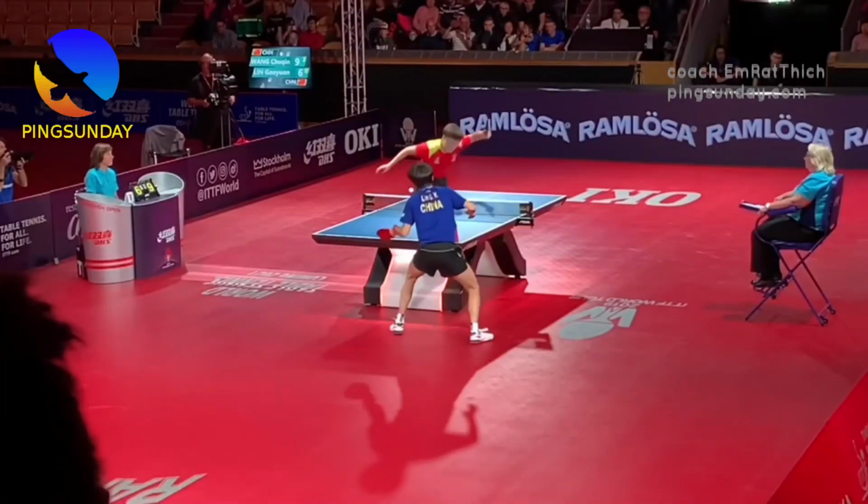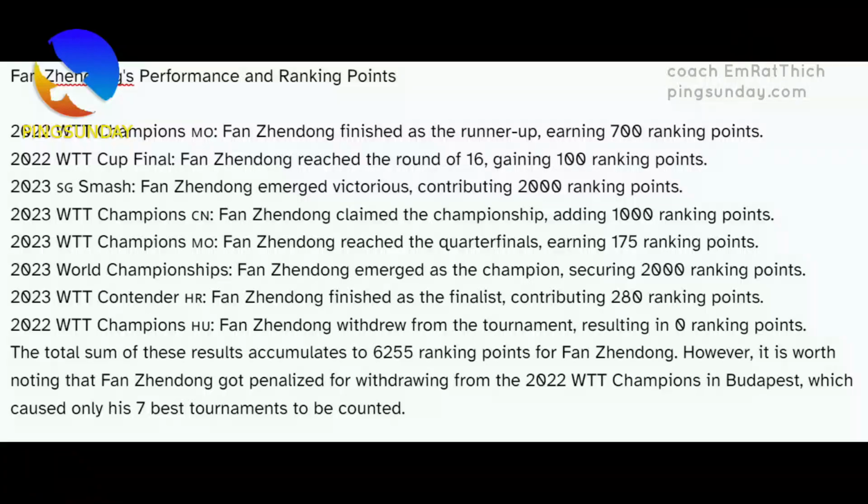Fan Zhendong's performance and ranking points. 2022 WTT Champions: Fan Zhendong finished as the runner-up, earning 700 ranking points. 2022 WTT Cup Final: Fan Zhendong reached the round of 16, gaining 100 ranking points. 2023 Smash: Fan Zhendong emerged victorious, contributing 2,000 ranking points.